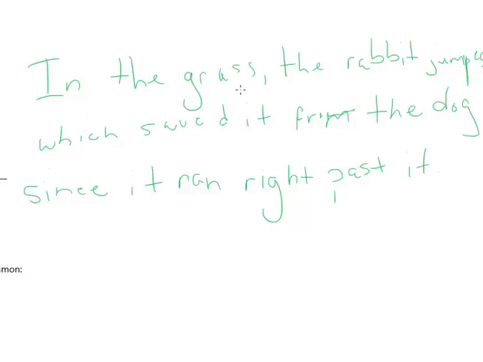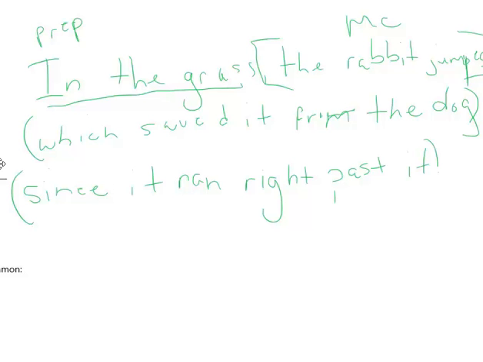All right, we have in the grass here. In the grass is a prepositional phrase. We will not include it in our main clause. We will put our main clause right here. The rabbit jumped is still our main clause. We do not include in the grass. That is our prepositional phrase. Okay? Then, which saved it from the dog, and since it ran right past it, are both our dependent clauses still. Okay?